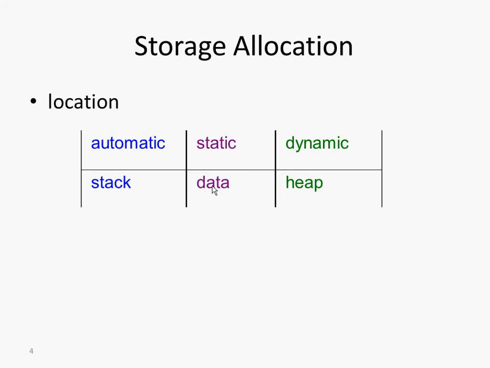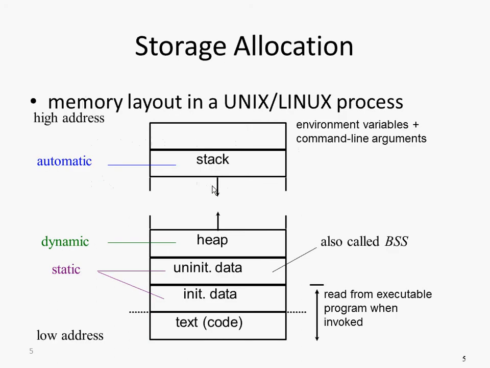Okay. So here's our storage allocation. Stack and heap, and then there's some static storage, sometimes called a BSS, maybe binary static storage. I can't remember the acronym. And then there's some stuff associated with the code.